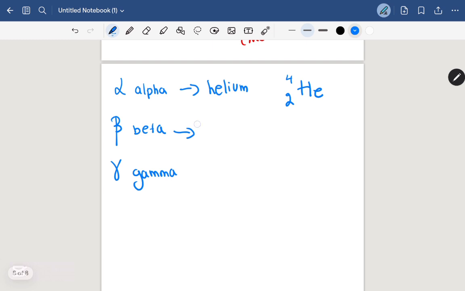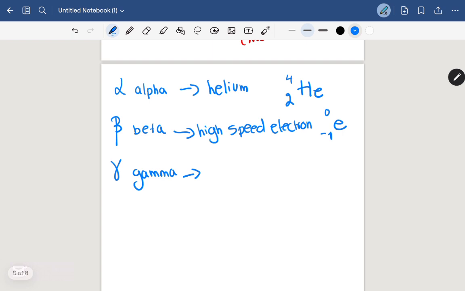Beta particle will release a high-speed electron, which is denoted by e. It does not have any mass. Remember, electron mass is so small that sometimes it's even considered as 0, and it has a charge of -1.